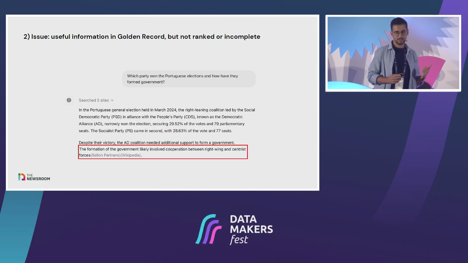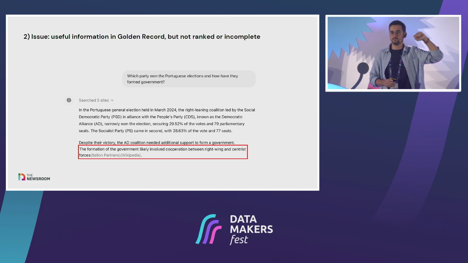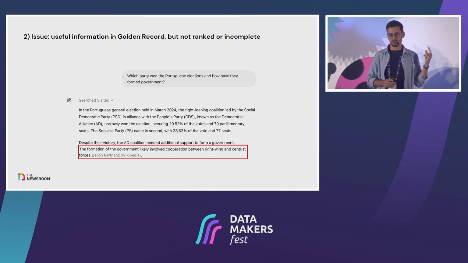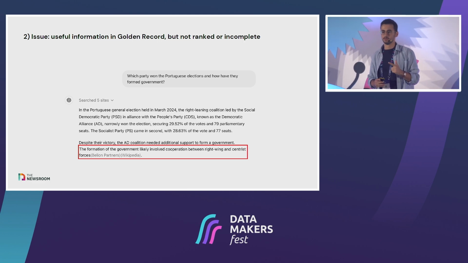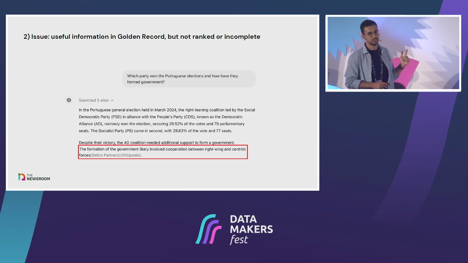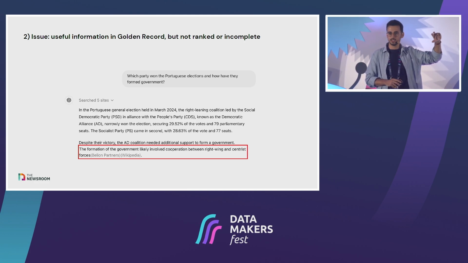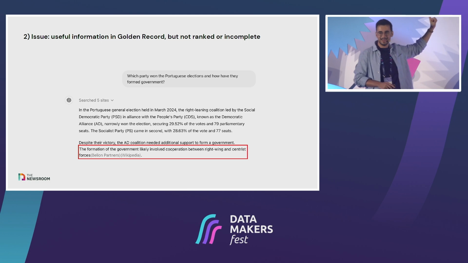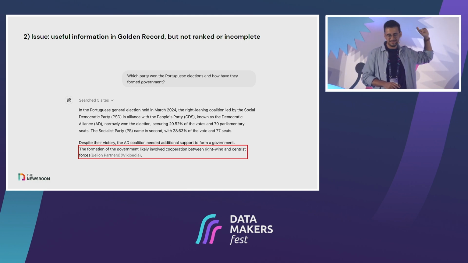Okay, so this is the first roadblock, which is you don't have information in your database, in your golden record. But what if the information is there, but you're not able to retrieve it or not retrieving all of it? Here's an example where I asked a two-part question to ChatGPT. I asked which party won the Portuguese elections and how have they formed government? And what's interesting here is that ChatGPT is really good at answering the first part of the question. It says AD won the election, but then it ends by saying the government likely involved cooperation between XXX. And so it hasn't really been able to retrieve the full information I need to answer this question.